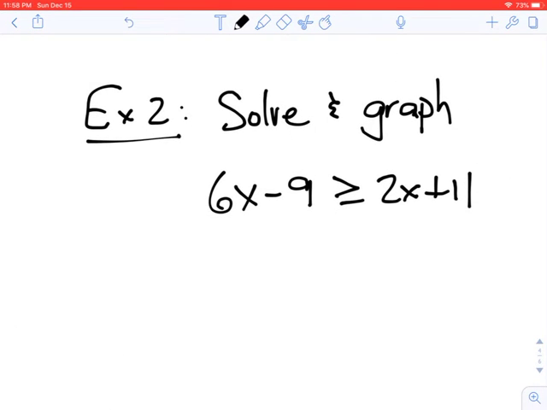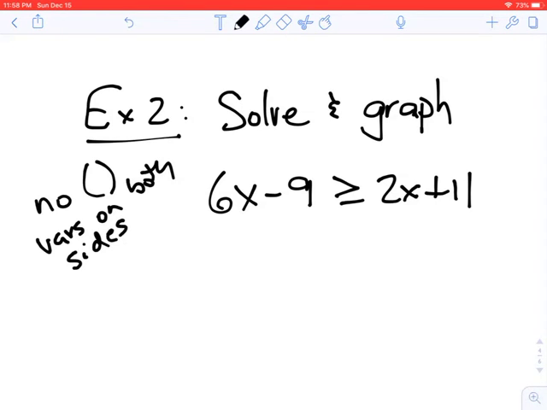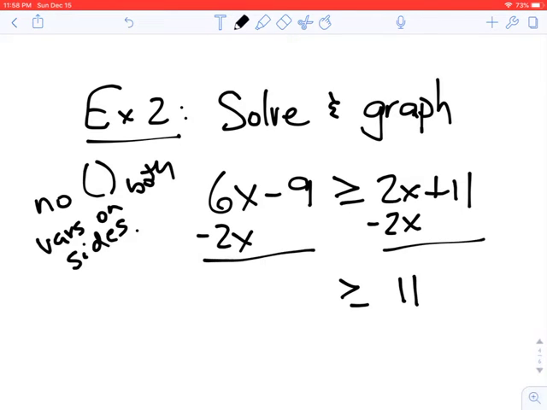Example 2. Still no parentheses, so we don't have to worry about distribution, but we do have variables on both sides. So in this case, we need to collect them together. I'm going to do that by adding -2x to both sides. And all I'm left with on the right side is an 11. On the left side, I get 4x minus 9.